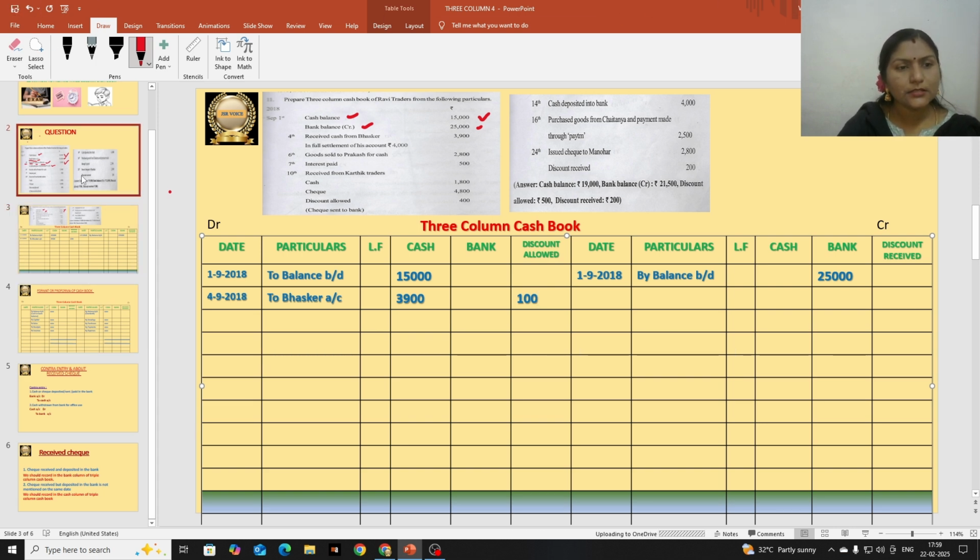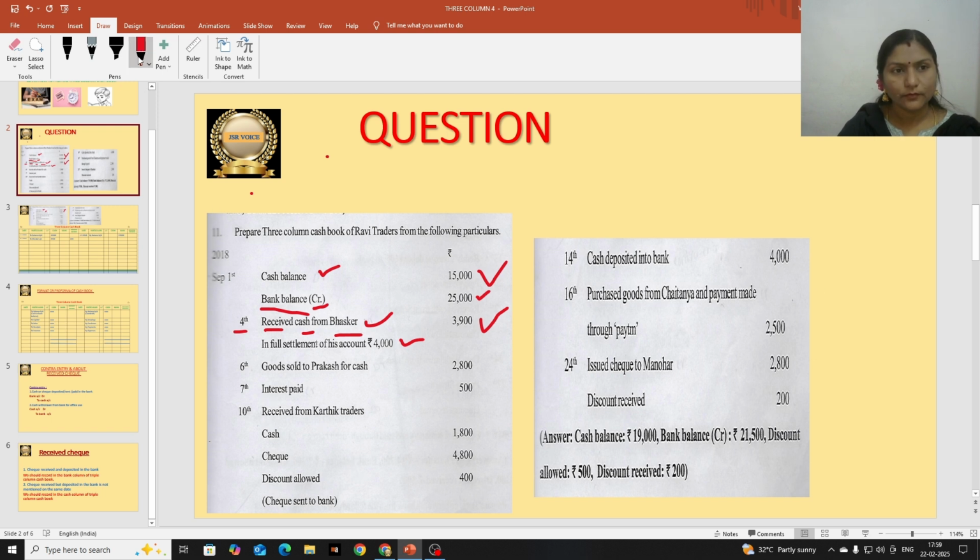Next one is the 6th date. Goods sold to Prakash. Business is selling goods to Prakash for cash. Okay, selling goods and receiving cash immediately. So it is what? Sales. Sales, where do we write? Debit side. In case of sales, cash comes into the business. So sales we are going to write on the debit side.